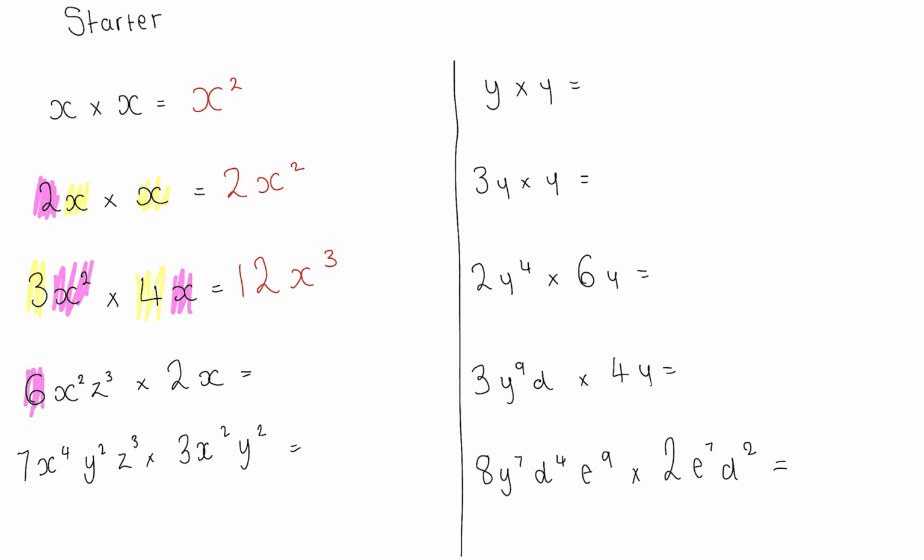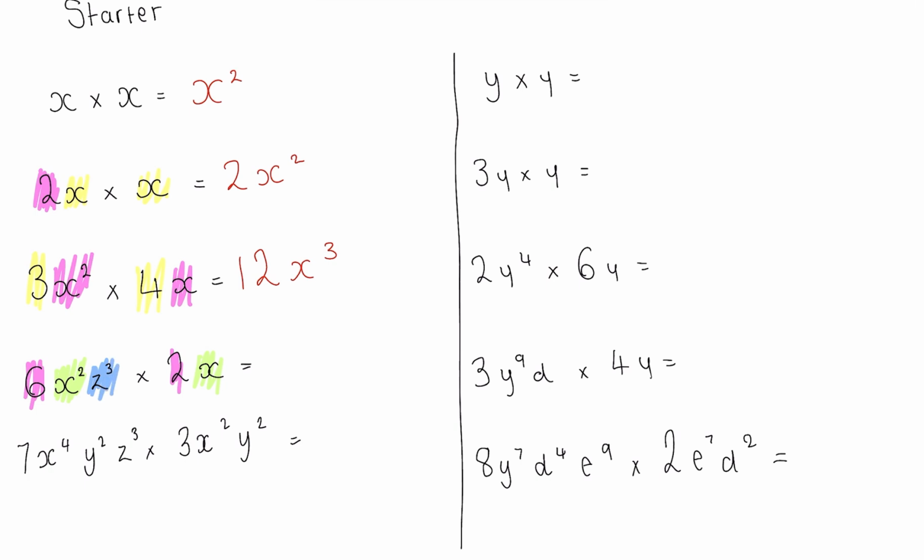Next one, so again, thinking about those numbers and letters separately. Now, with the letters, I'm going to make sure to highlight the x's and then the z's. So thinking about different letters as different values. So I've got 6 times 2, which is 12. X to the power of 2 times x to the power of 1 is just x to the power of 3. And then I've only got a z to the power of 3. So I just kind of stick that on at the end.